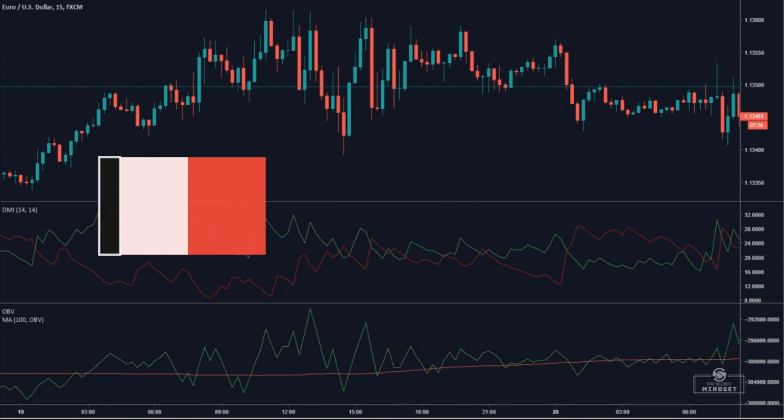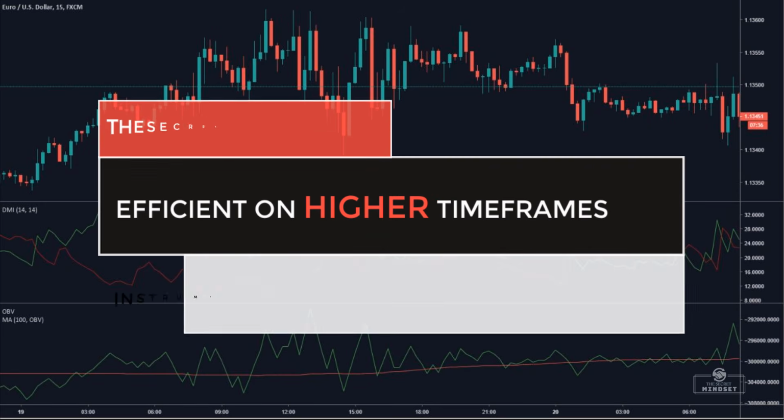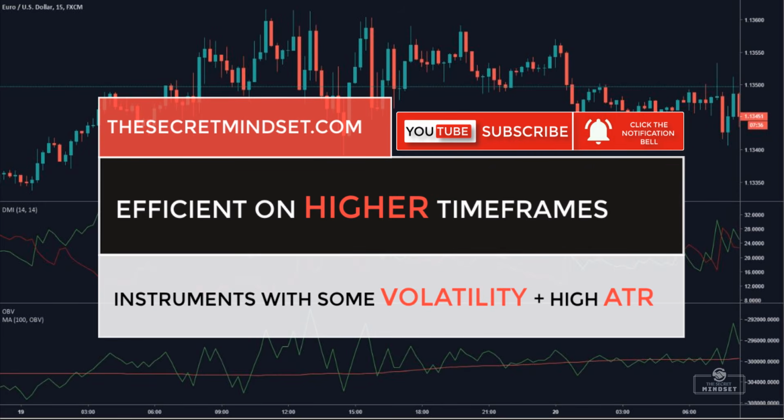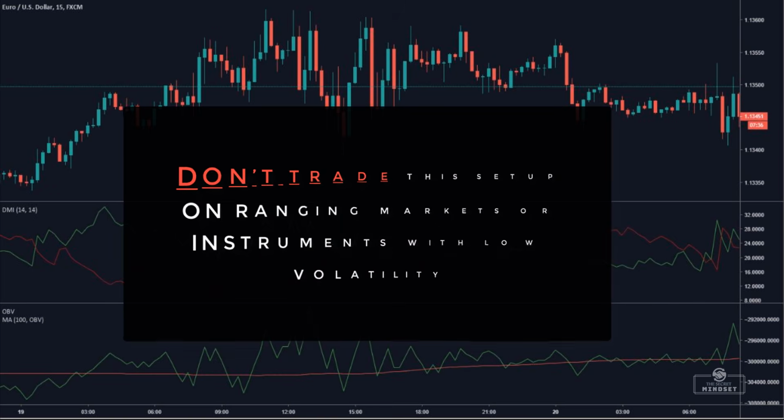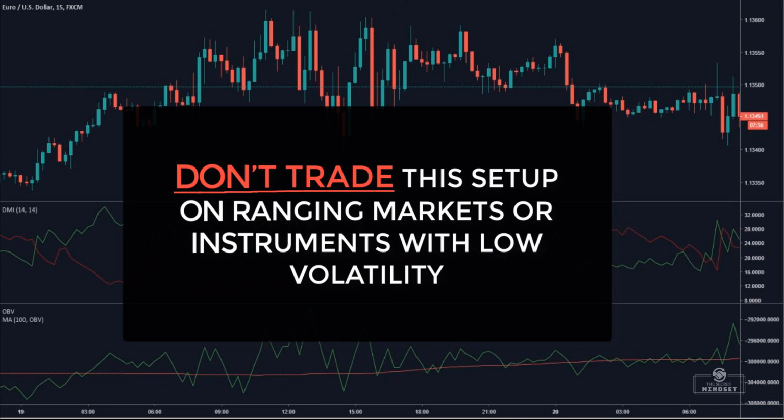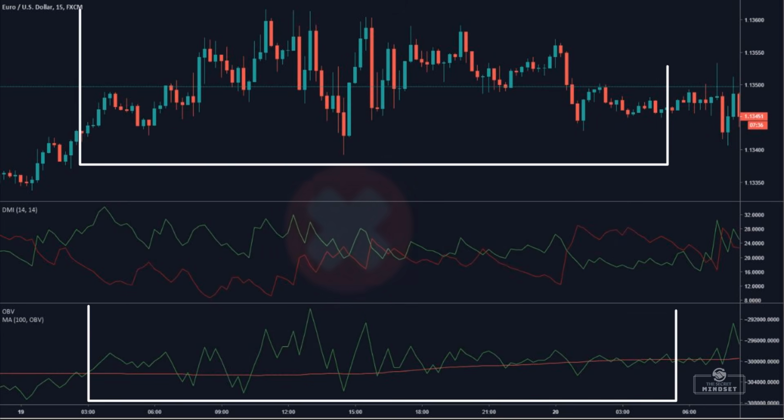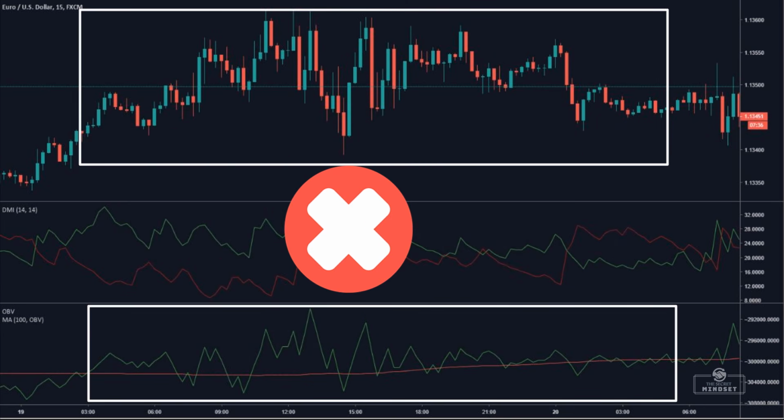This strategy is efficient on higher time frames and on instruments with some volatility and high average true range. So don't try to trade this setup on ranging markets or on instruments with low volatility, because you'll probably get something like this on your charts.